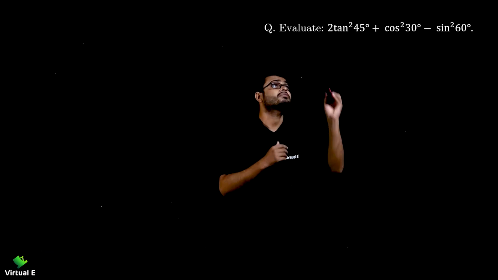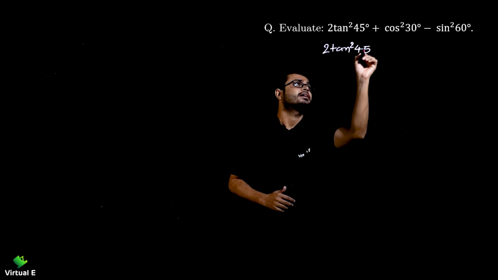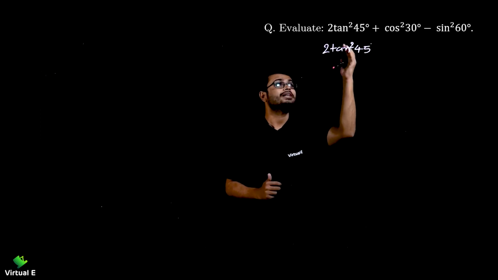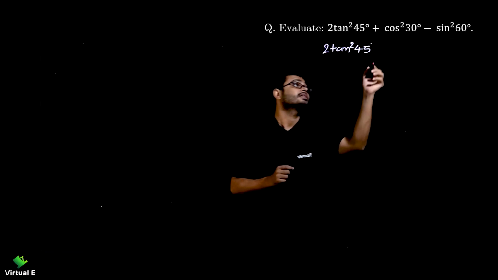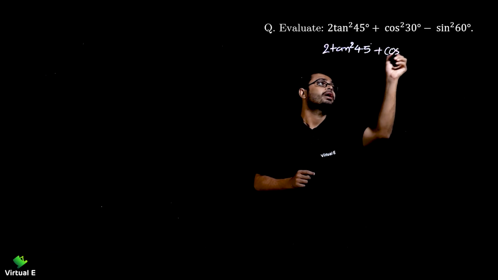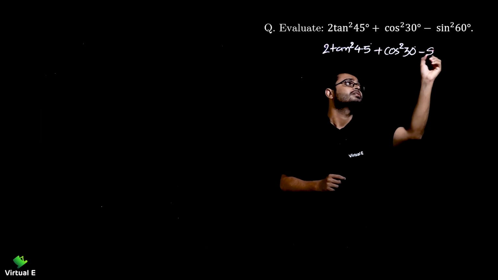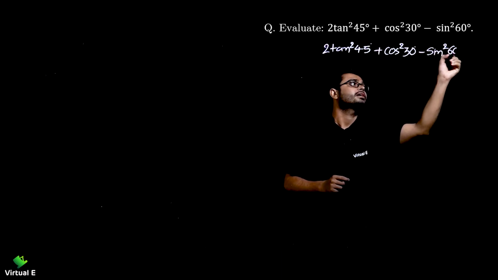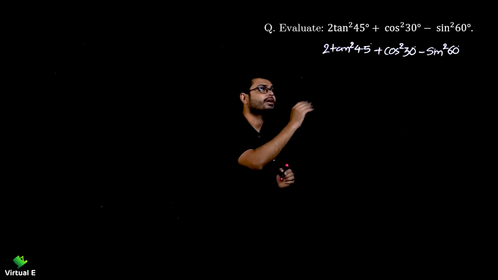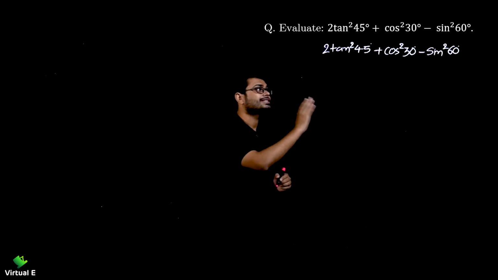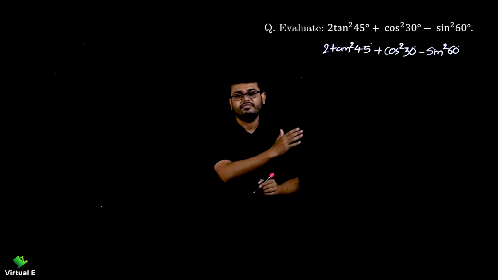Okay, let's write the question one more time, which is 2 tan square 45 degree. I hope you are clear that we are not supposed to write the square of 45, but we need to write the square of tangent, then plus cos square 30 degree, and last is minus sin square 60 degree. Done. Now to solve this we need values: tan 45 degree, cos 30 degree and sin 60 degree. If we know all these three values, we are going to substitute, simplify and get the answer.